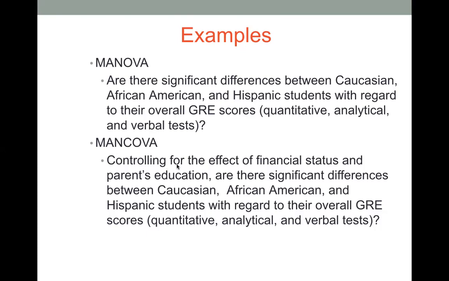MANCOVA, then, controlling for the effects of financial status and parents' education. Controlling means the covariates: financial status and parents' education. Are there significant differences between Caucasian, African American, Hispanic, which are the independent variables, on multiple dependent variables, which are quantitative, analytical, and verbal? Is it very clear? Yes, sir. So once it says controlling the effects, it means they are the covariates, the MANCOVA.